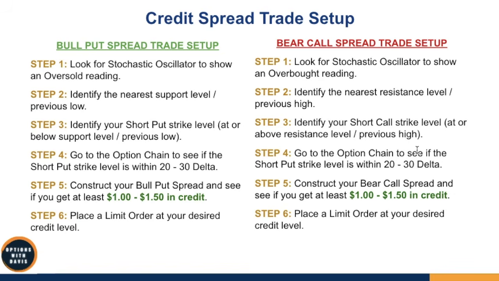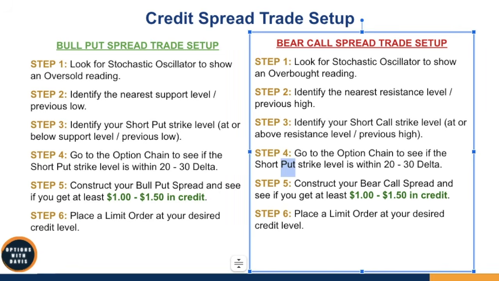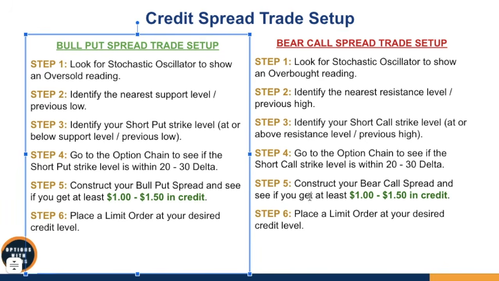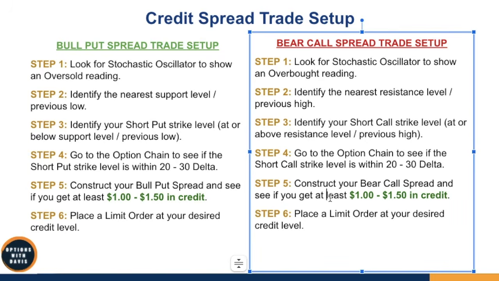And then we want to go to the option chain to see if the short call strike level is within 20 to 30 delta. Right, so step number five, construct your bear call spread and see if you at least get $1 to $1.50 in credit. Again, this is a $5 vertical spread. And then step number six, we place a limit order at your desired credit level.